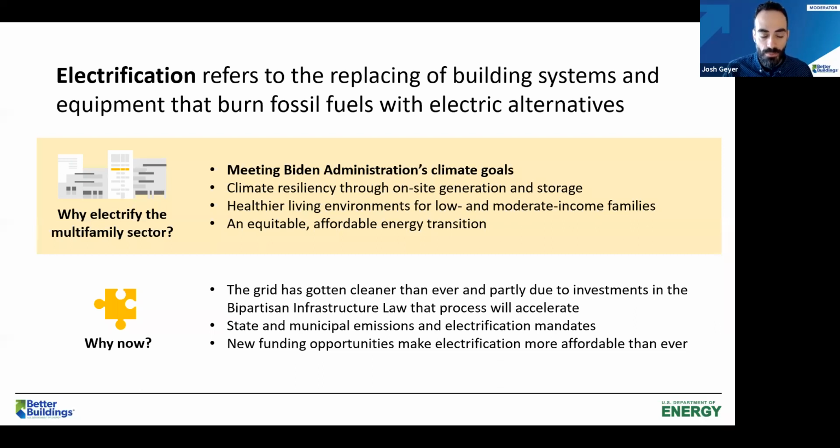Also, as hopefully everyone knows, new funding, rebates, and incentive opportunities are available through the Inflation Reduction Act and the Bipartisan Infrastructure Law, which will make electrification more cost-effective than ever. Next slide.